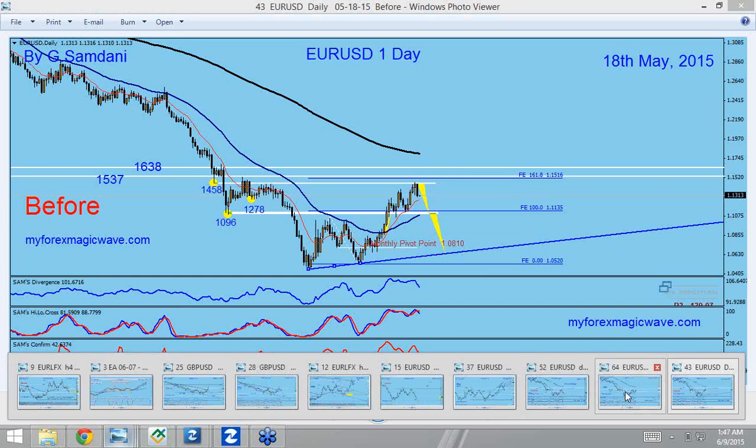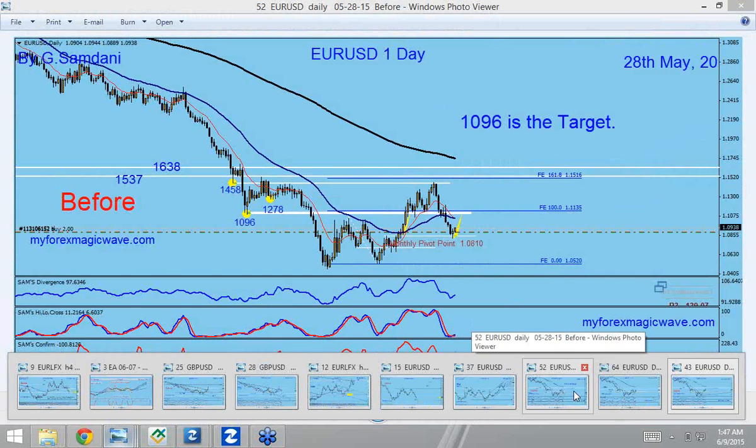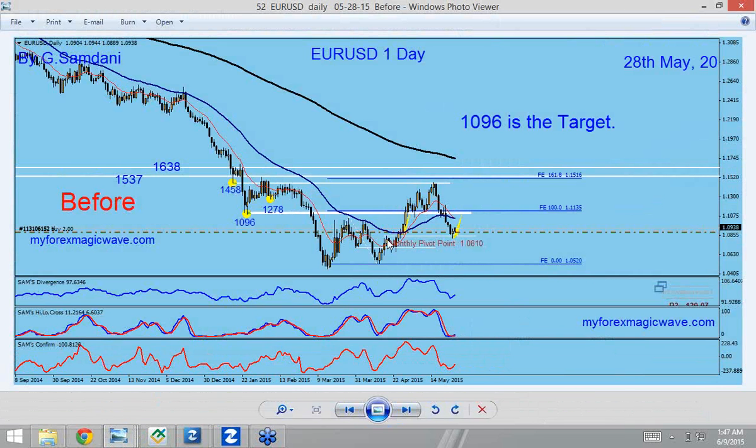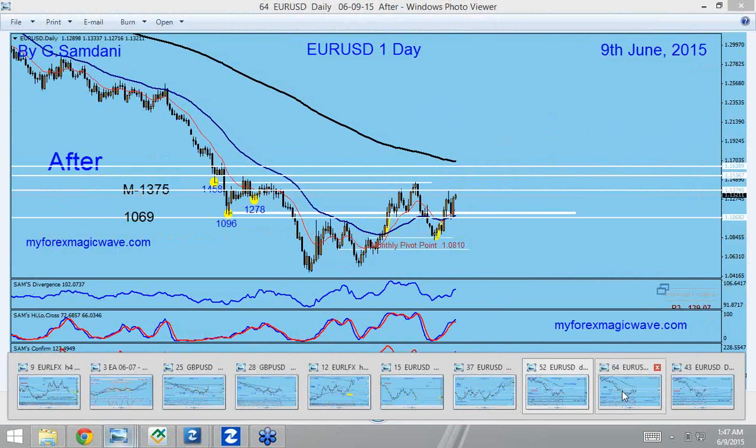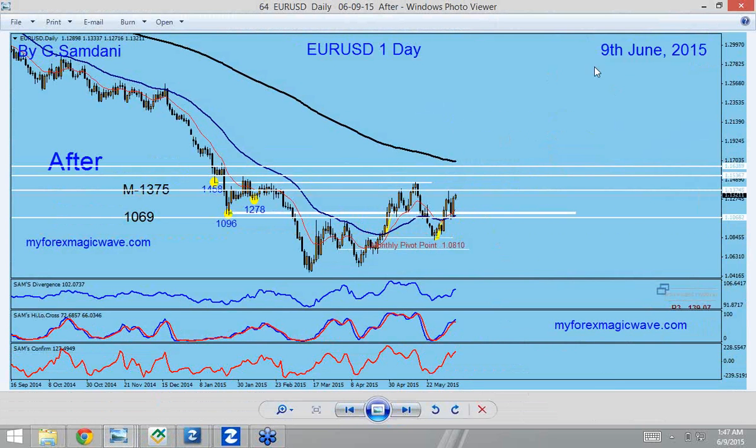Let's see. And then I said that once it got here, it started bouncing. Said it's gonna go up here. 1096 was the target. Now we are at actually 1300. Just forget the 1090. See, this is today's chart. So this is how before and after charts work.